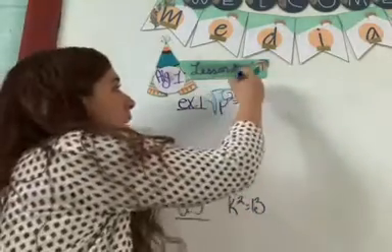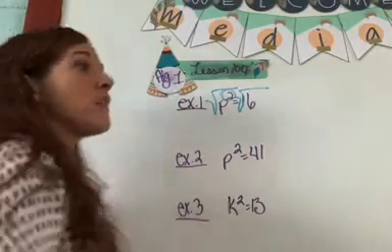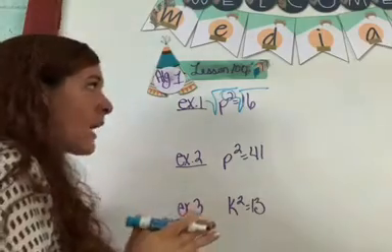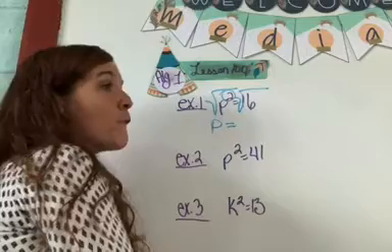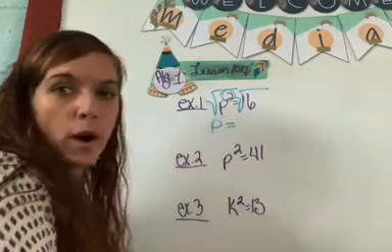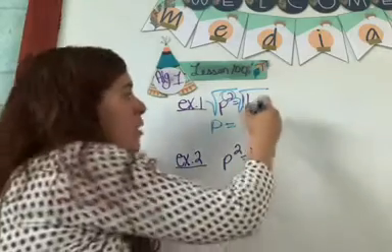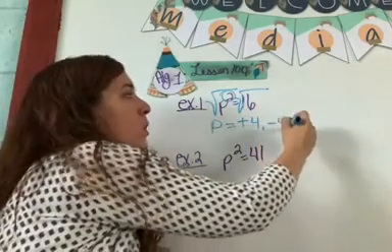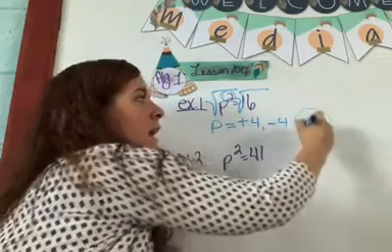Square root is this thing. So if you take it over here, you have to take it over here, okay? Then the other thing you need to understand is the answer. P equals, what's the square root of 16? 4. But you can't just say 4. You have to have plus or minus 4. So it's either positive 4 or negative 4, but we write it like this. Plus or minus 4 is your answer.